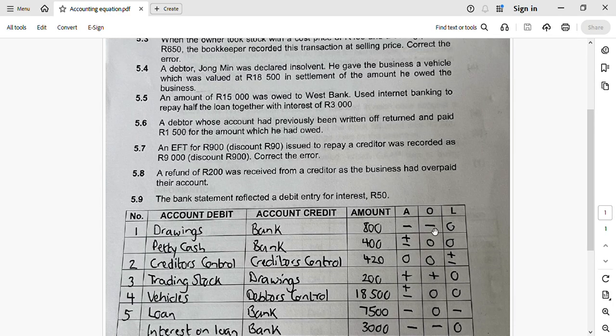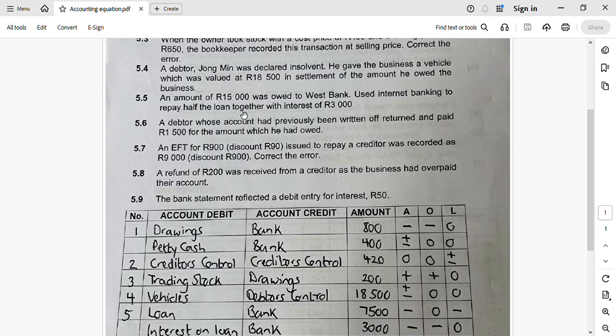Number 4, a debtor was declared insolvent. He gave the business a vehicle valued at 18,500 in settlement of the amount he owed. If he's giving the business a vehicle, the value of your vehicles is increasing, so you debit vehicles, that's an asset going up, and debtors control is going to decrease because he's basically paid back his account, so the other asset will go down. Don't forget, anything that doesn't change, show the 0.